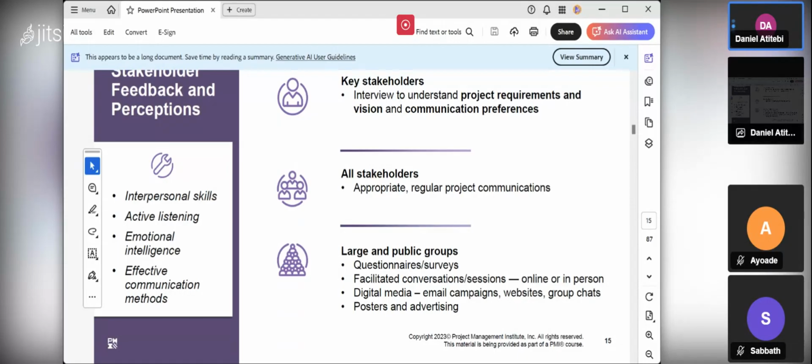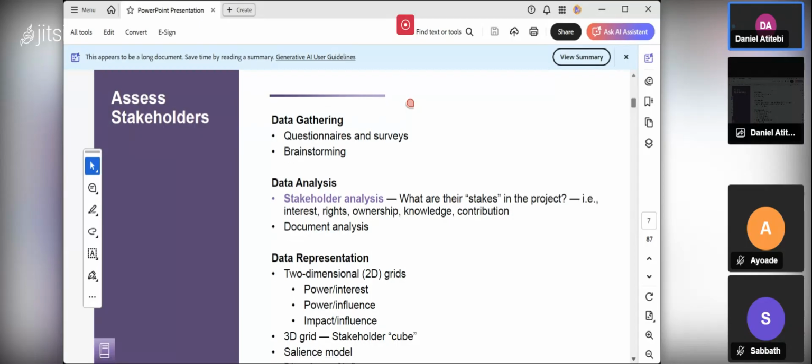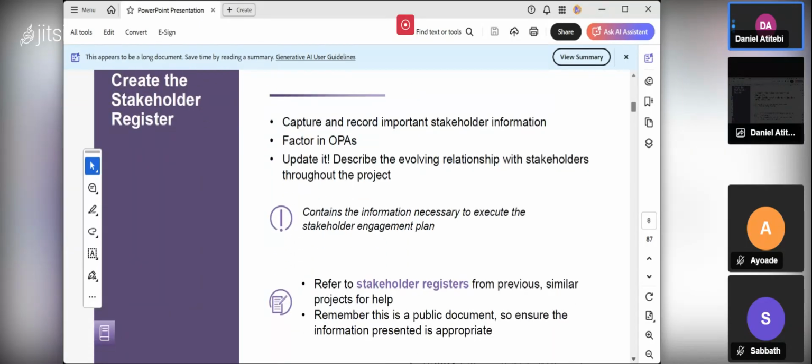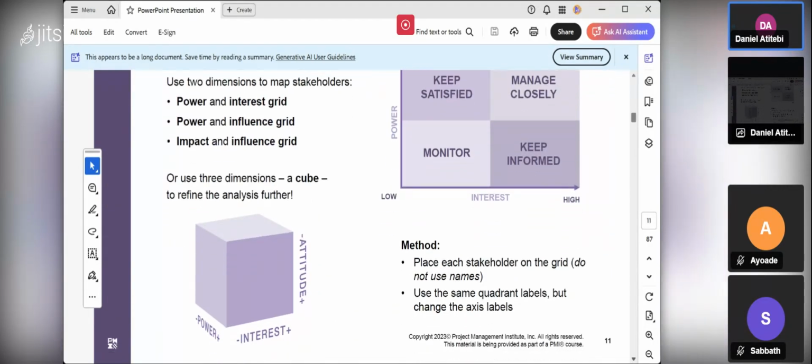Or a facilitated conversation session. You bring all of them together. It can be an online meeting to facilitate a session with them and to get more information about the project from them online. You can use digital media like email campaign, website, group chat, poster, and advertising. So it's very important to understand this. We are learning this course, so we are going to do it in a sequence.